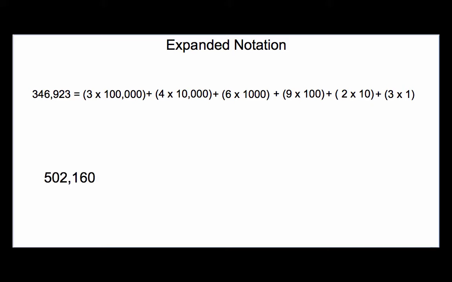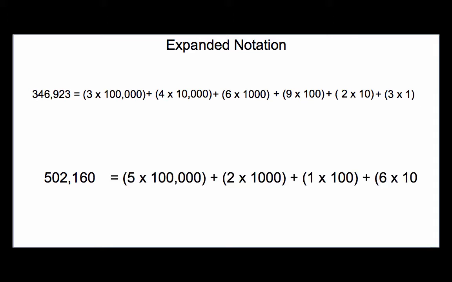Let's look at another one. 502,160. Pause the video and write this in expanded notation. You should have written 5 times 100,000 plus 2 times 1,000 plus 1 times 100 plus 6 times 10. And there should be a parenthesis after that.